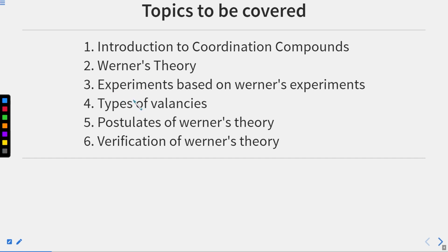After that, we will move to types of valencies. Two types of valencies are there in coordination compound, primary and secondary. We look at that. Then we will see the final postulates of Werner's theory and also its verification. The experiment which was done, we will see the actual experiment, how it was done. Okay.